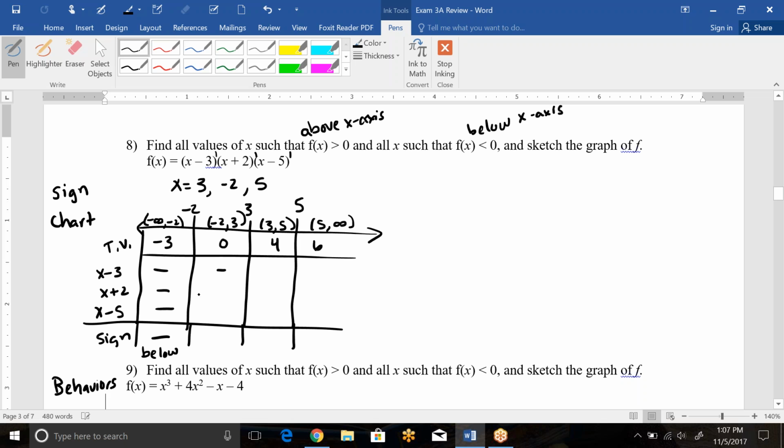0 minus 3 is negative, 0 plus 2 is positive, 0 minus 5 is negative. 2 negatives make a positive. That means this is going to be above the x-axis. 4 minus 3 is positive, 4 plus 2 is positive, 4 minus 5 is negative. 1 negative overall is negative, so we're going to be below the x-axis. 6 minus 3 is positive, 6 plus 2 is positive, 6 minus 5 is positive. 3 positives is positive when we multiply, and therefore we're above the x-axis.